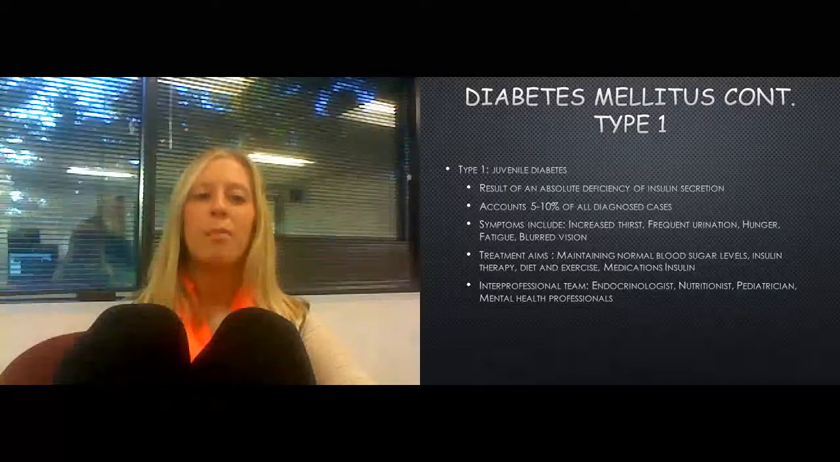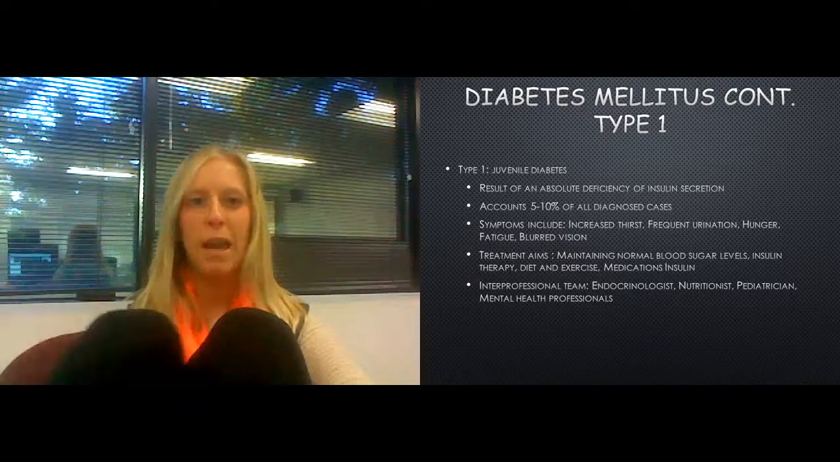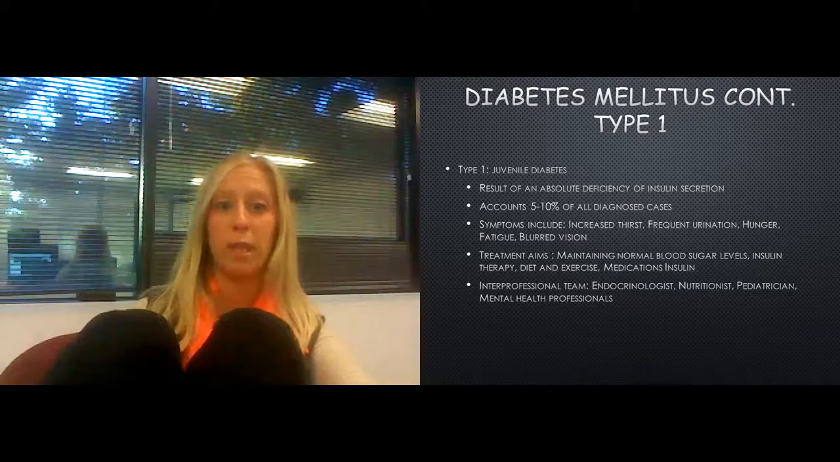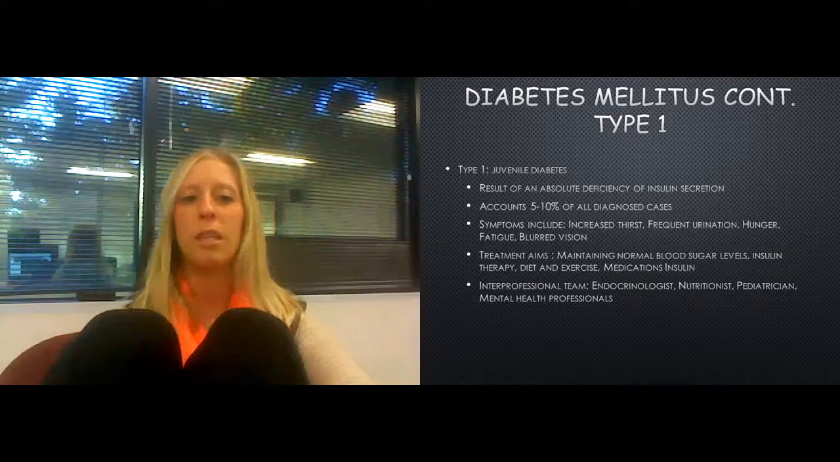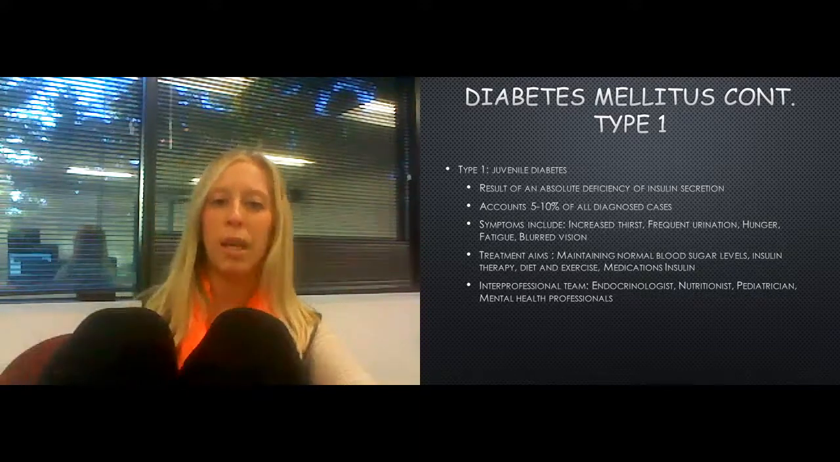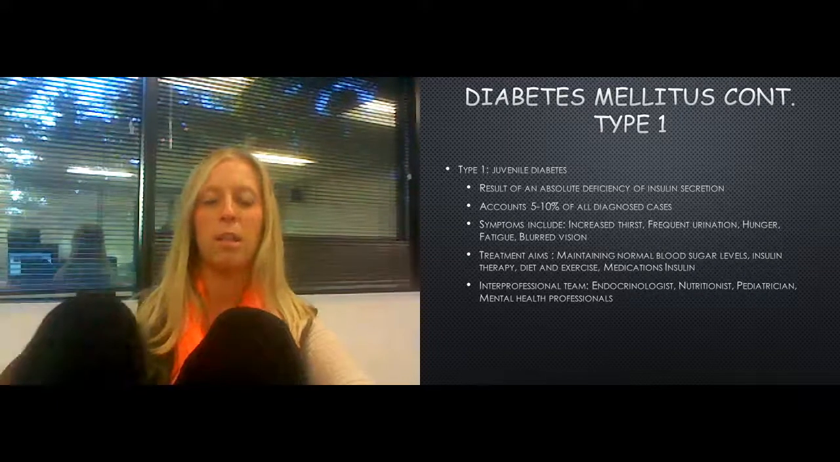So type 1 diabetes is usually known as juvenile diabetes. It results from an absolute deficiency of insulin secretion, and it accounts for 5 to 10% of all diagnosed cases. Symptoms include increased thirst, frequent urination, hunger, fatigue, and blurred vision. And so treatment aims, you're going to use medication and you're going to inject insulin.